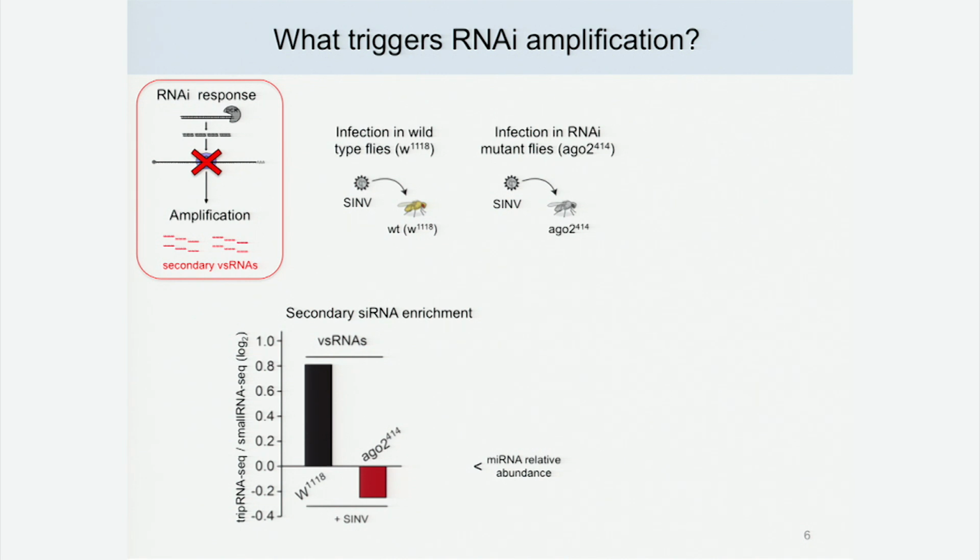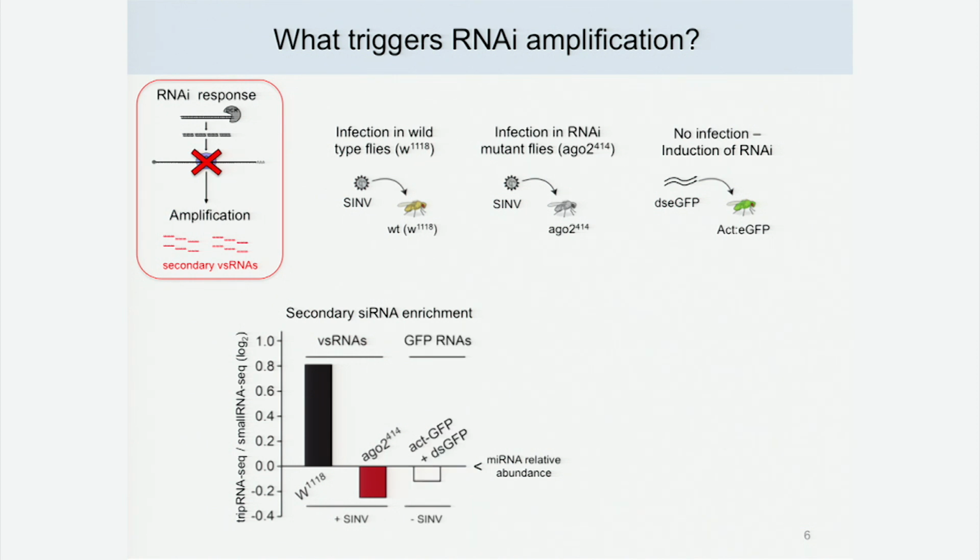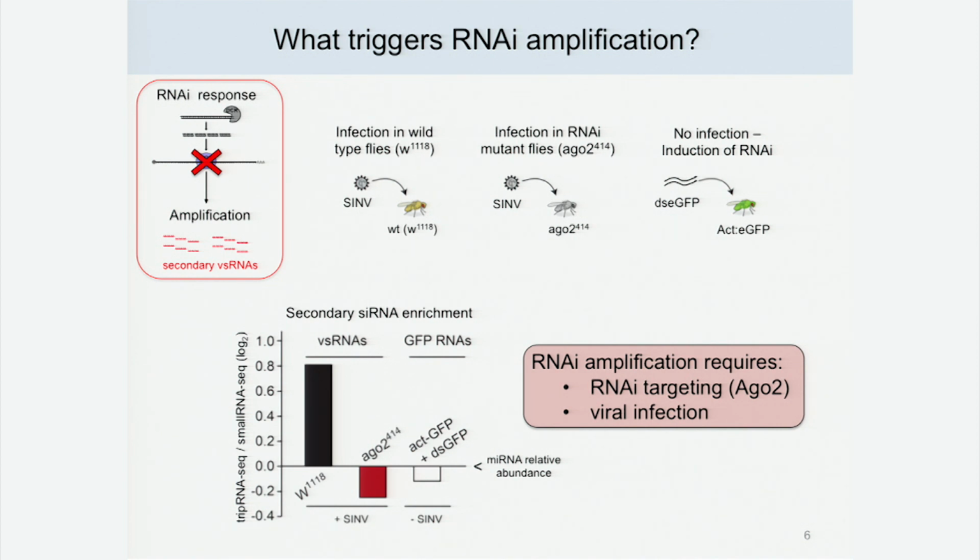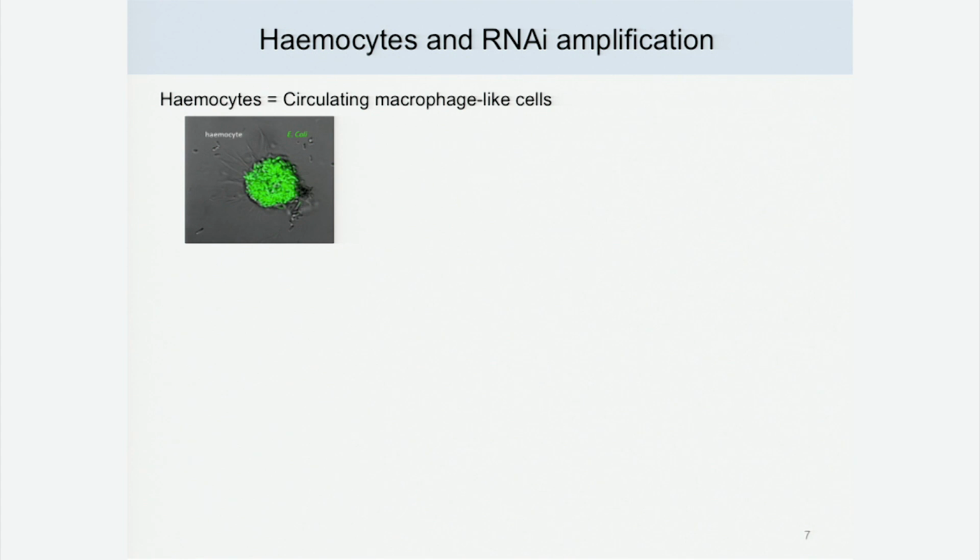Furthermore, I assessed whether or not this was specific to viral infection. So I just injected double-stranded RNA against GFP in green flies expressing eGFP everywhere. And when I looked at the small RNAs deriving from GFP, I couldn't detect any secondary siRNAs in the absence of infection. So this shows that RNA amplification requires RNAi targeting by Argonaute and viral infection.